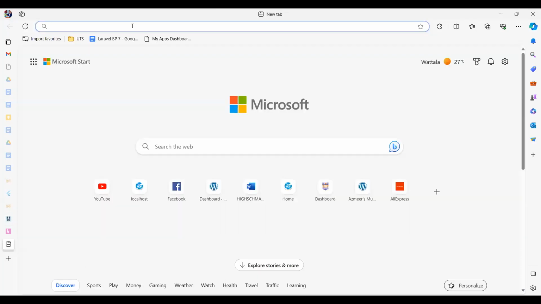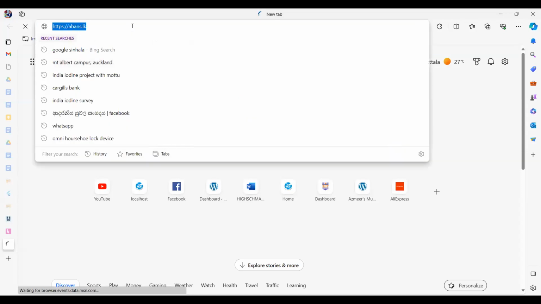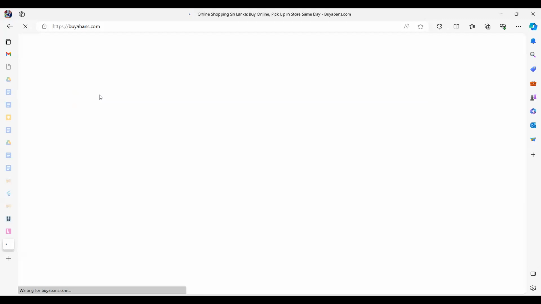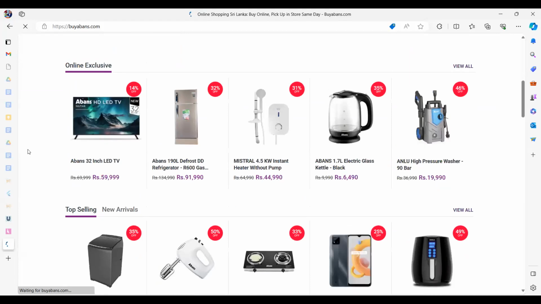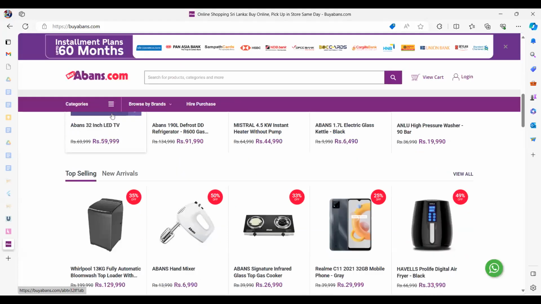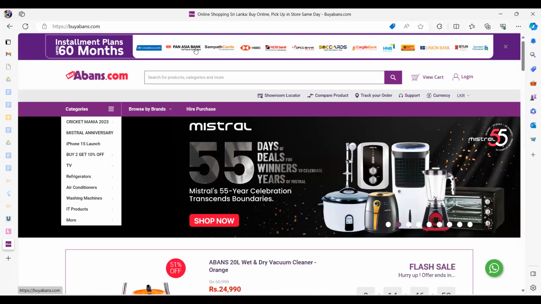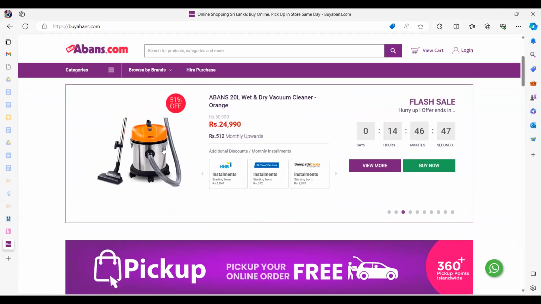So let's say Abans.lk. Where should I go to buy? Abans, right? Yeah, it's Abans. Okay, let's see whether they have any. Oh, here, installment plans up to 60 months. Commercial Bank, Panasonic, so they have installments, right? So let's say I want this one. Okay, let me click this.